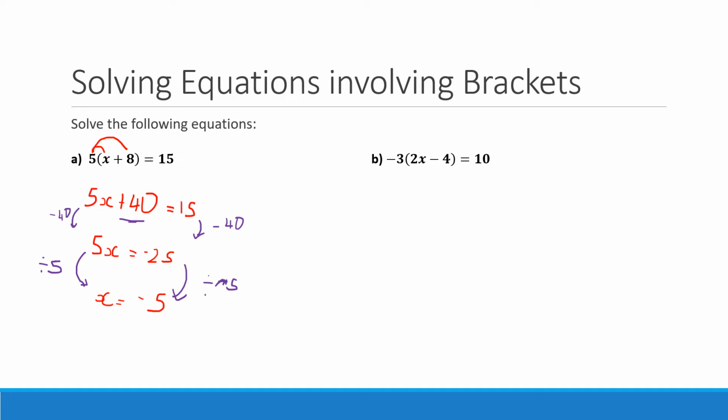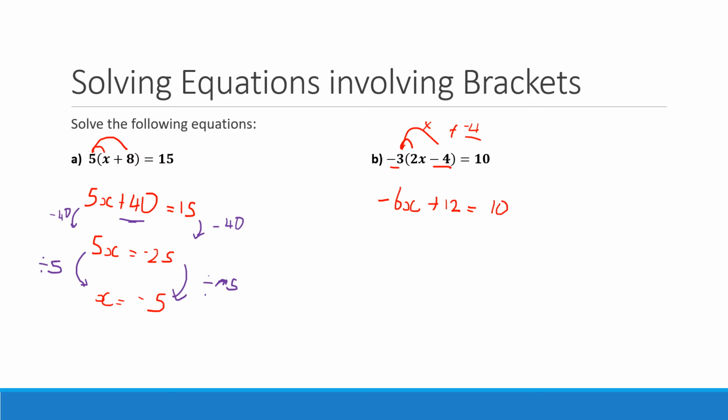All right, let's do a second example. Once again, we have to expand first. So negative 3 times 2x gives us negative 6x. Now watch out for this one, students. Remember that if you've got a negative times a negative, like we do here, negative 3 times negative 4, we can change that to plus 12. Negative 3 times negative 4 becomes plus 12, and that equals 10.